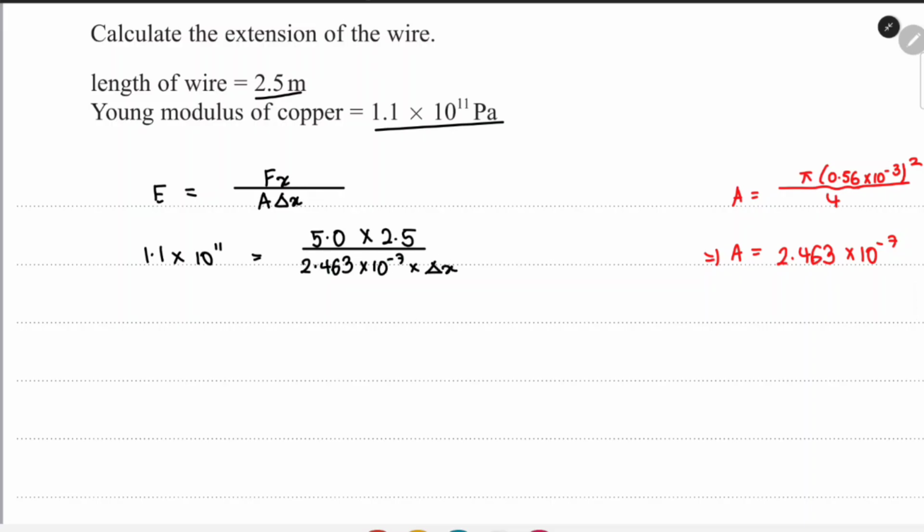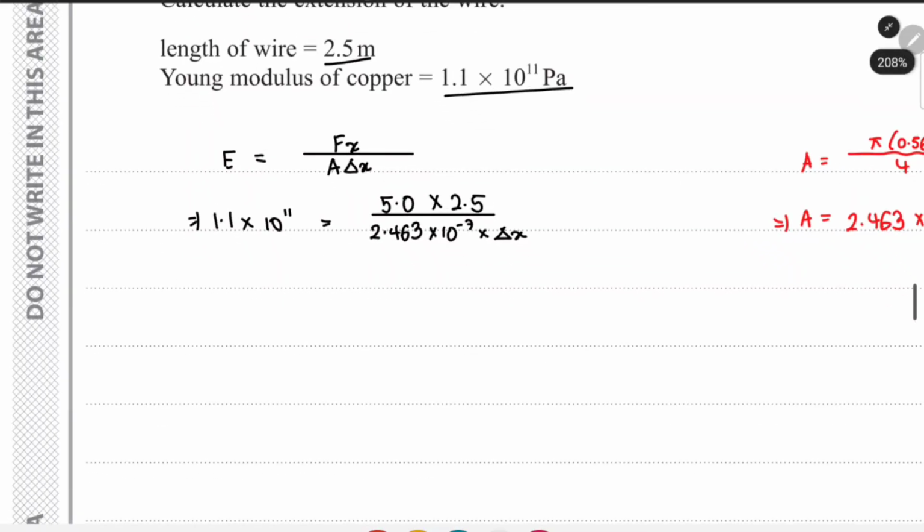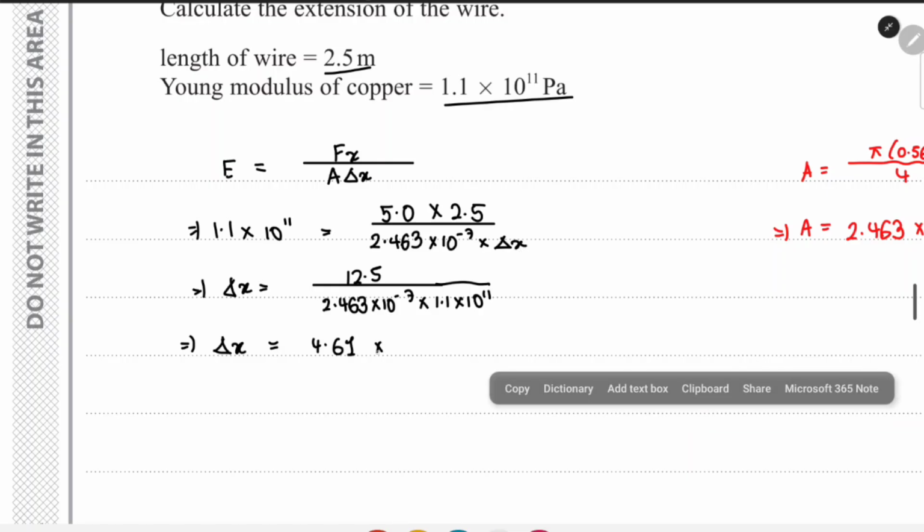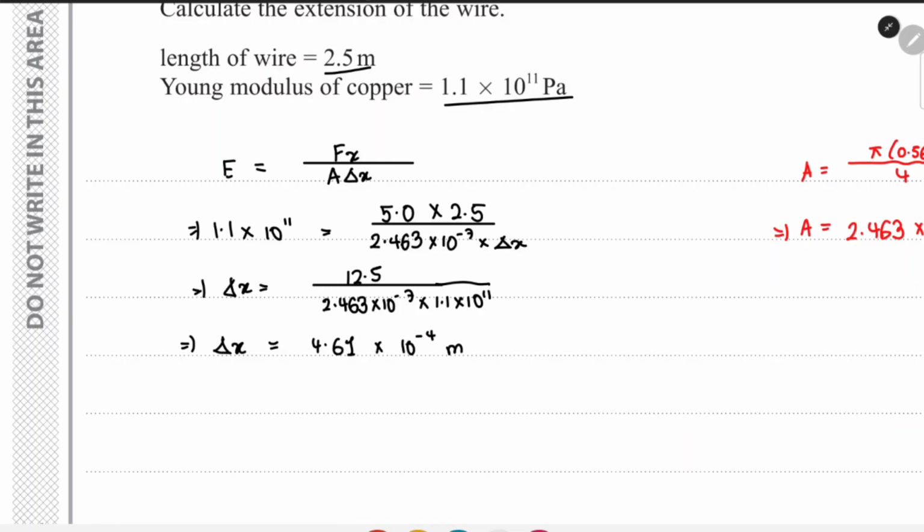And then we have the extension. So the extension will be 5 into 2.5, which is 12.5, divided by 2.463 into 10 to the power minus 7 multiplied by 1.1 into 10 to the power 11. And if I calculate this, the extension turns out to be 4.61 into 10 to the power minus 4 meters.